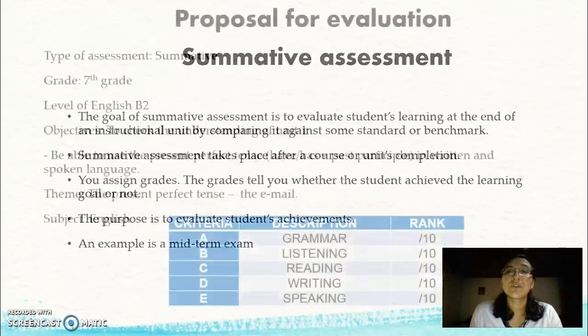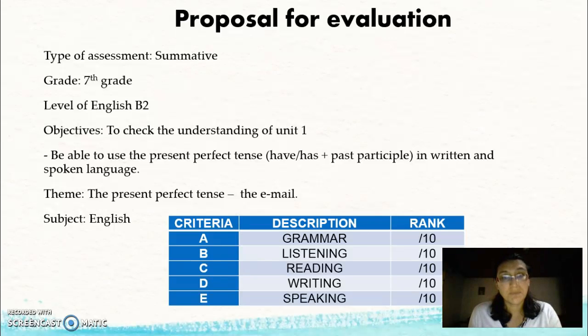I'm going to show you which one I did. The proposal for evaluation: the type of assessment is summative. The grade is going to be 7th grade. The level of English of the 7th grade is B2. The objective is to check the understanding of the unit. The students are going to be able to use the present perfect tense in written and spoken language. The theme is the present perfect tense and the email, and the subject is English.